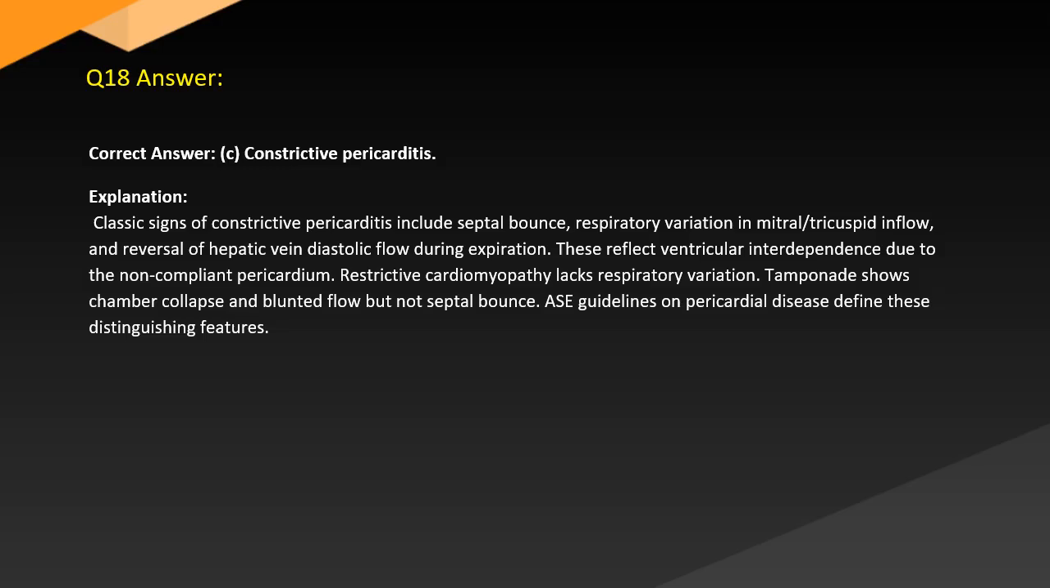Answer. Correct answer: C. Constrictive pericarditis. Explanation. Classic signs of constrictive pericarditis include septal bounce, respiratory variation in mitral and tricuspid inflow, and reversal of hepatic vein diastolic flow during expiration. These reflect ventricular interdependence due to the non-compliant pericardium. Restrictive cardiomyopathy lacks respiratory variation. Tamponade shows chamber collapse and blunted flow but not bounce. Guidelines on pericardial disease define these distinguishing features.